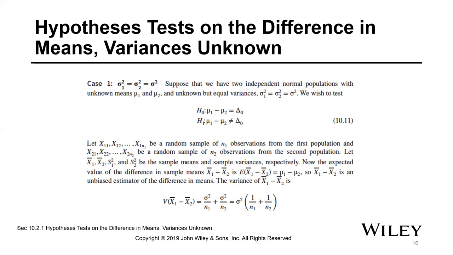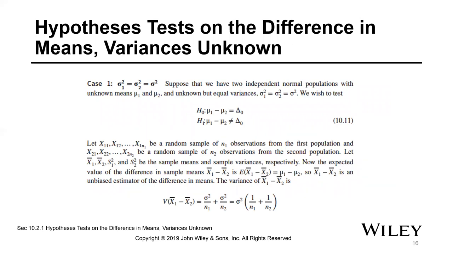If we have 2 independent normal populations, yay assumptions, with unknown means and unknown but equal variances, so we have the same variances, and we want to test that the difference in the means is 0 versus not 0, how do we do that? So this uses the idea that we have a random sample of N observations from the first population and a random sample from the second. And we have the sample means and the sample variances respectively from each one.